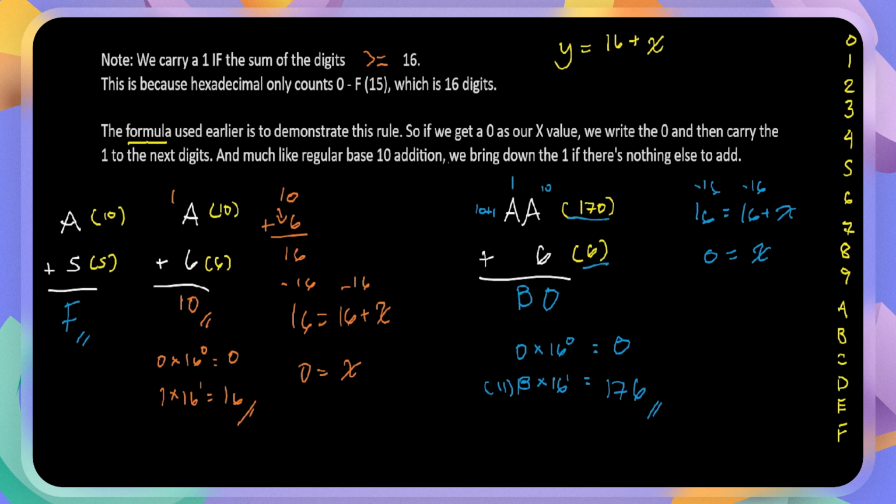So if we get a 0 as our x value, like so, right here, we write the 0, and then we carry the 1 to the next digits. We carry the 1 here. And much like regular base 10 addition, we bring down the 1 if there's nothing else to add. So we brought down the 1 here because there's nothing else to add, so we get a 1, 0.